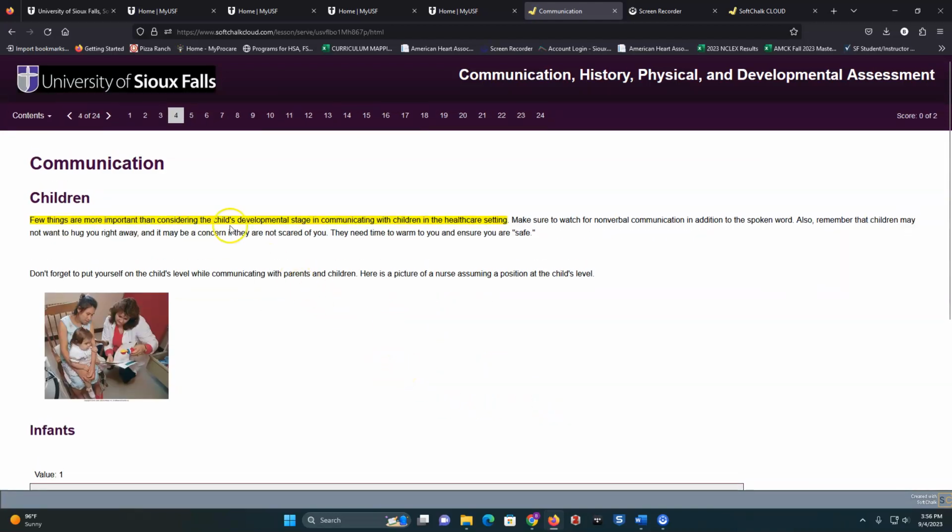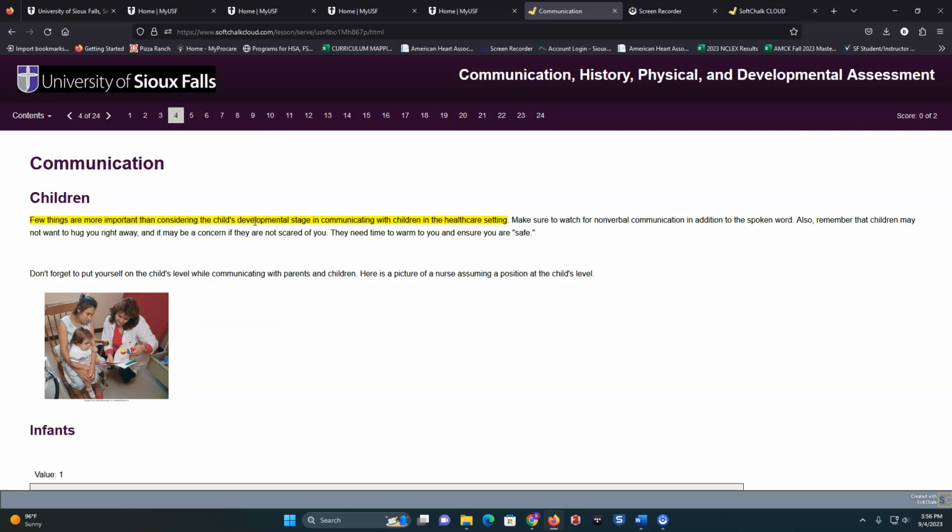The big thing is the child's developmental stage. We don't go by age within pediatrics. They could be 54 years old, but if they act like a 12-year-old, then we treat them like a 12-year-old. That's important. Also, make sure you watch your nonverbal communication. Think about how you stand, think about how you're walking.